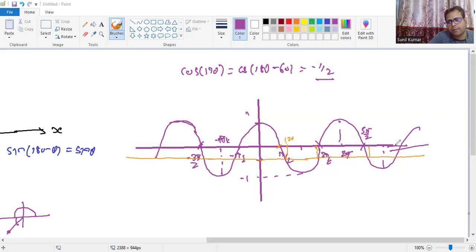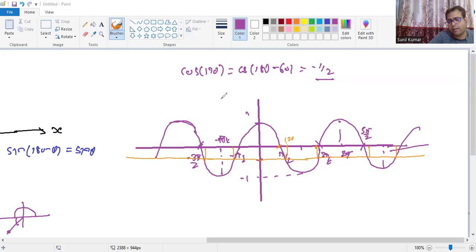Similarly here, we can find the angle. Not only one, cos 120 will be negative at some other values also, which are less than 3 pi by 2. We can find the value here also. Similar, we can put it like that. Similarly for tan also we can show it graphically.